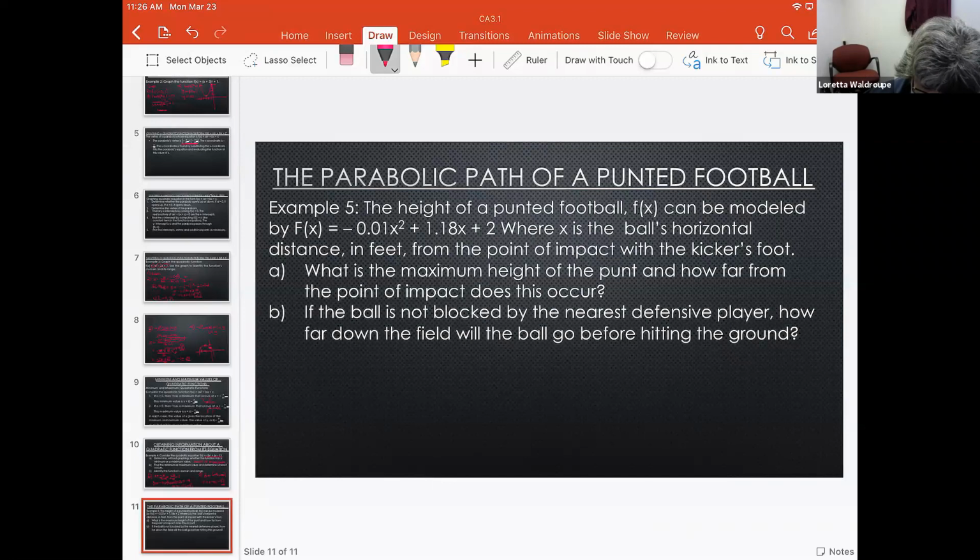Okay, one more. When you think of a football player, and don't laugh at my pictures, kicking a football, he kicks it in the shape of a parabola, right? So what is the maximum height? Well, what did we say the maximum was? It's the vertex, right? So looking at this, how do I find my vertex?